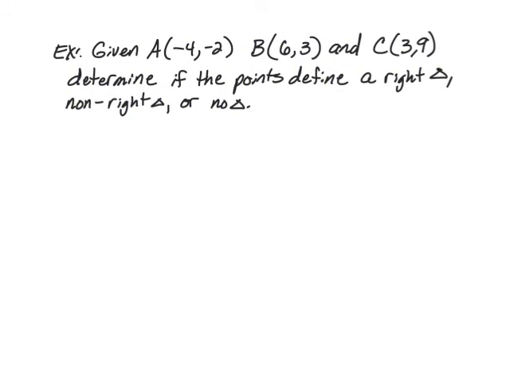Parallel lines have the same slope, and that's why, finally, I can't do a lesson without a proof. So this is called a coordinate geometry proof, okay? We're going to use slopes this time. I don't have to write a statement and reason. It says, given A, B, and C, these coordinate points, determine if the points define a right triangle, a non-right triangle, or no triangle. So what you have to do is find all three slopes.